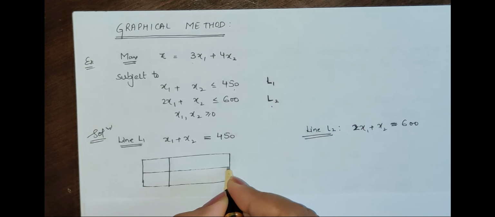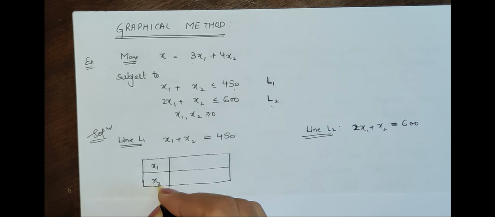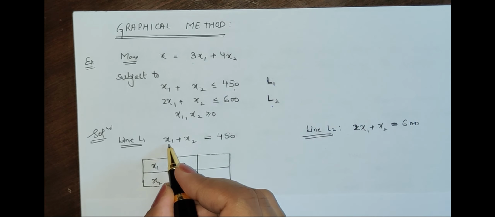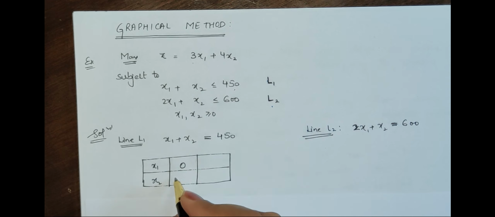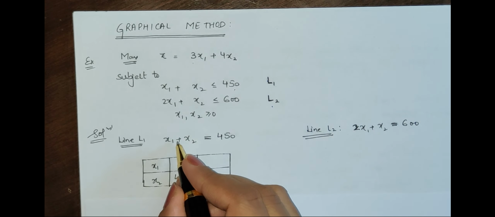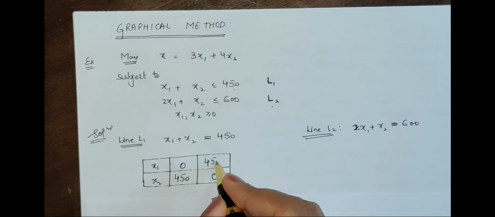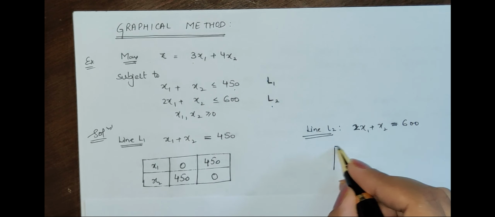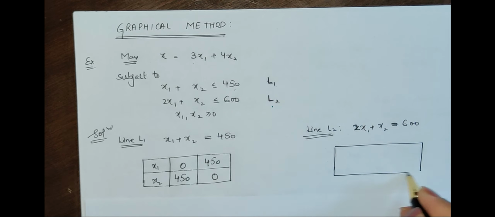Say this is the way, x1, x2. Now first, you just simply put the simplest point. Say I put x1 equal to 0. So if I put x1 equal to 0 here, it would be 0 plus x2, so the value of x2 will come out to be 450. And similarly, if I put x2 equal to 0, then x1 plus 0 is x1, and again the value turns out to be 450. So thereby I got 2 points.